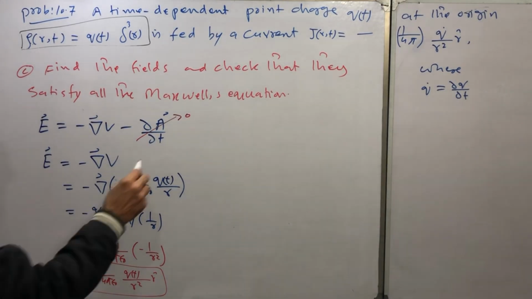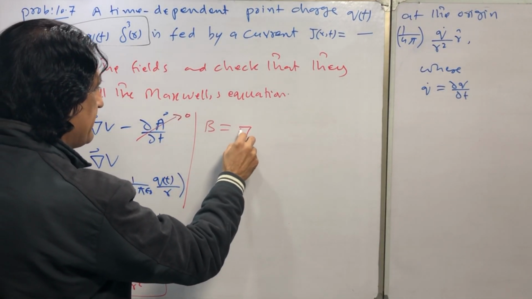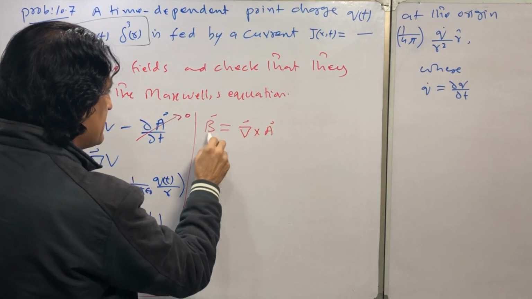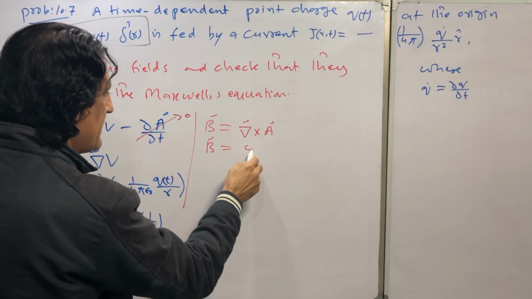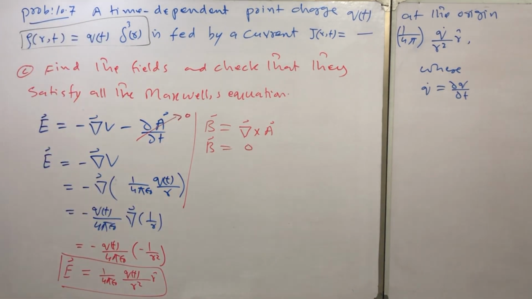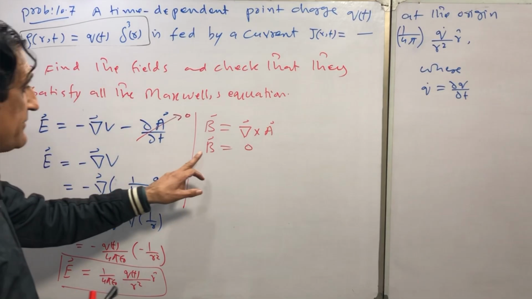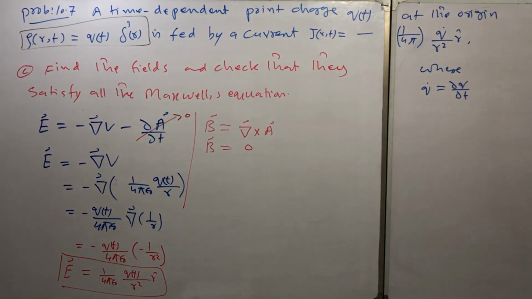And the magnetic field is equal to 0 because A is equal to 0 and it is del cross A. By definition, the magnetic field is del cross A, so del cross A is equal to 0, and the magnetic field is equal to 0. Now we have the electric field and the magnetic field, and we have to prove all four Maxwell's equations.